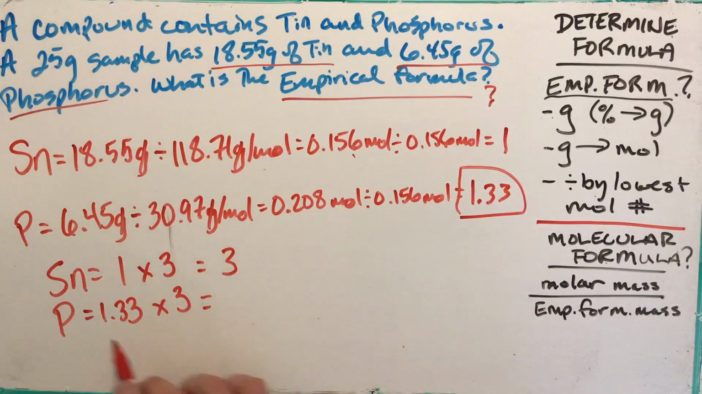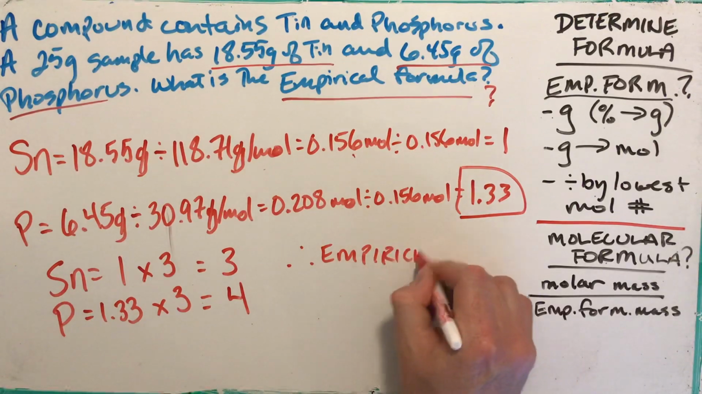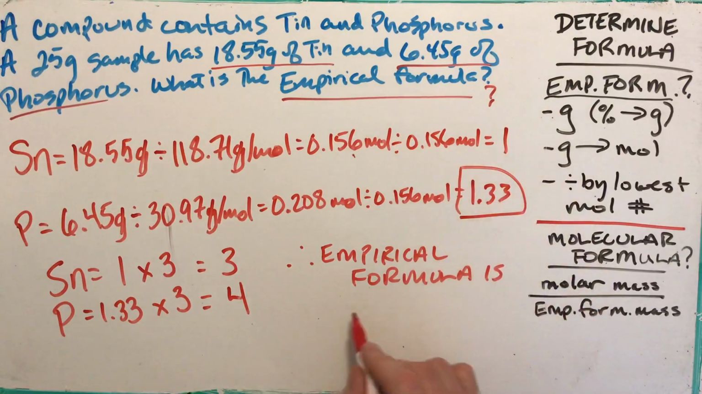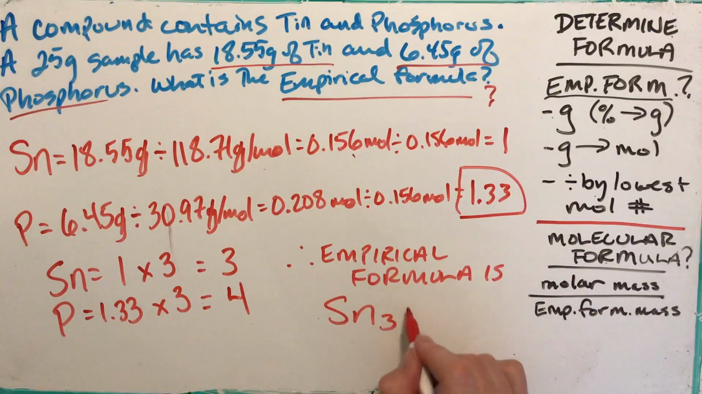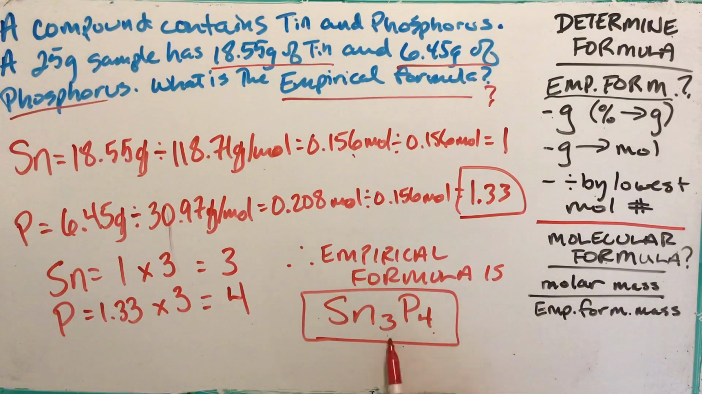1 times 3 is 3, and this is 4. 1.33 times 3 is 4. Nice and even. Therefore, my empirical formula is Sn3P4. This looks like it might be tin 4 phosphide, right? Tin 4 phosphide. So again, there's no 1s in any of the subscripts.